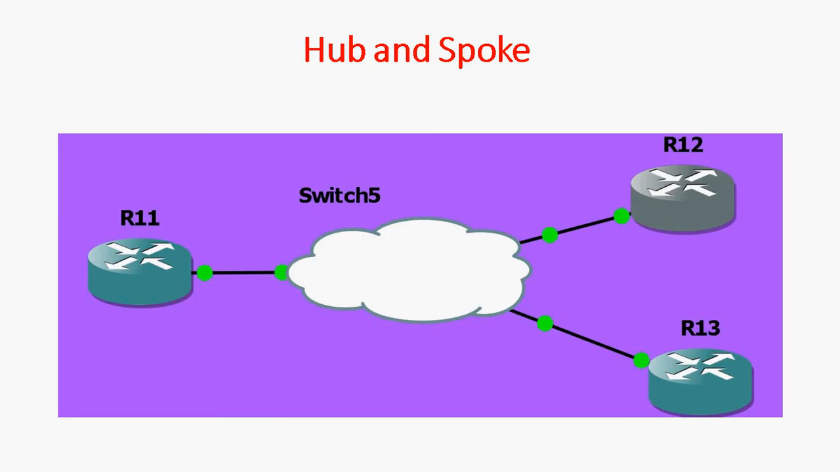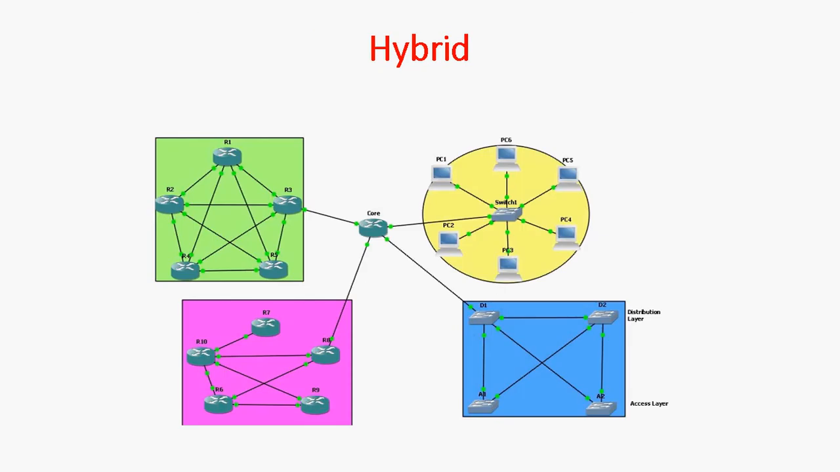Next one, hub and spoke. Here we can see R11 is the hub and R12 and R13 are spokes. Whenever R12 and R13 want to communicate with each other, they communicate through the hub router. So this is a hub and spoke topology. Finally, hybrid. A hybrid is a combination of all the topologies: partial mesh topology, full mesh topology, star topology, and hub and spoke.